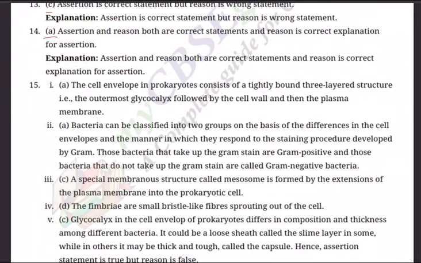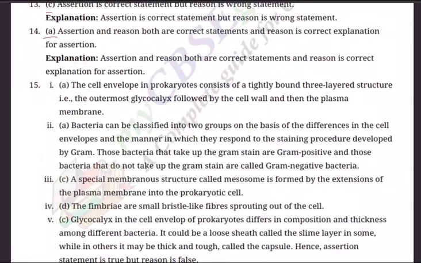Correct. So both are correct, and reason is the correct explanation for assertion. Now comes the case study type question, new pattern of question for your batch. So there is a paragraph about prokaryotic cells, and below that there are 5 questions. So for question 1, which is the outermost layer of the cell envelope in prokaryotes?